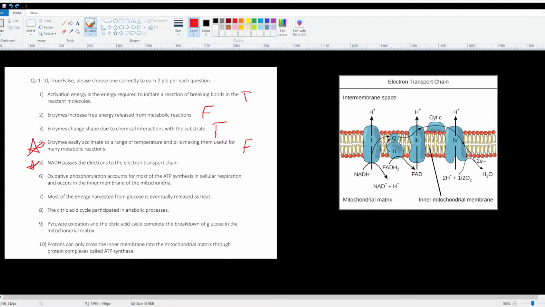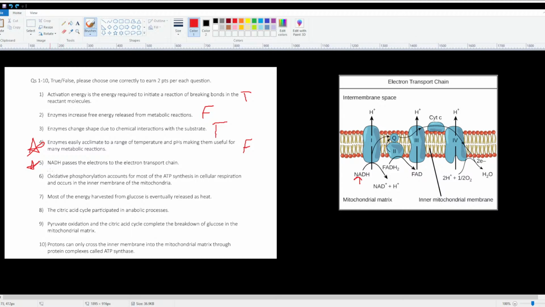So let's look at the ETC. We're using these electrons in NADH. We're using these electrons to go through the ETC, and eventually we have the electron acceptor, oxygen, which then turns into water at the end here. So that's what's happening with the electrons.